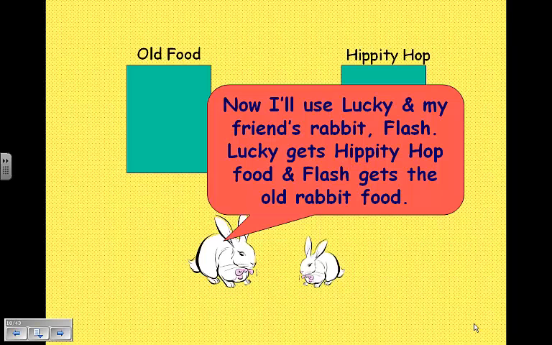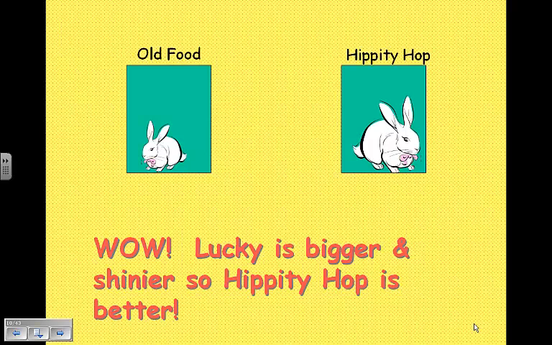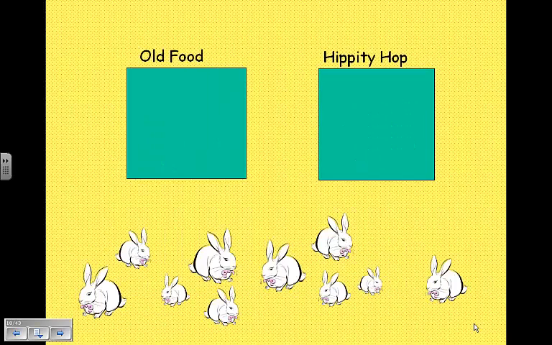I'm going to give Lucky Hippity Hop. I'm going to give Flash the old rabbit food. There you go. Wow, Lucky's bigger, he's shinier, so Hippity Hop must be better. No, there's still something wrong. I can't do that. That doesn't work. Alright, well, let's try this then.